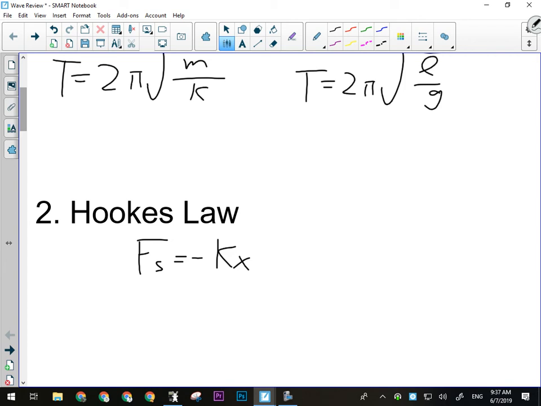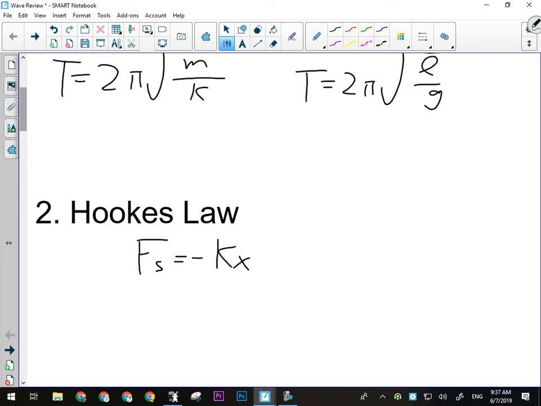Problem solving questions to do with Hooke's law will only involve how many points? One. It's not going to talk about an oscillation and ask you to compare this place and this place, because that would be what kind of a question? A conservation of energy question.